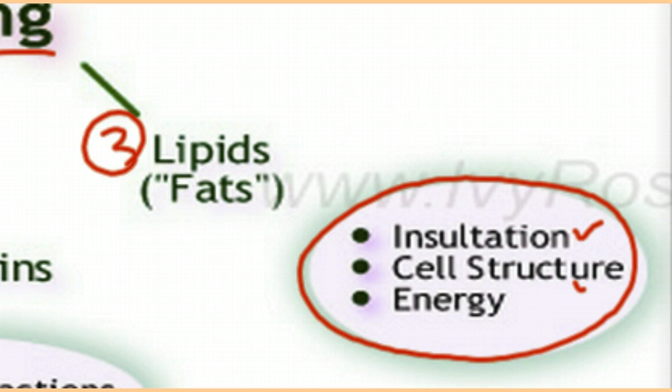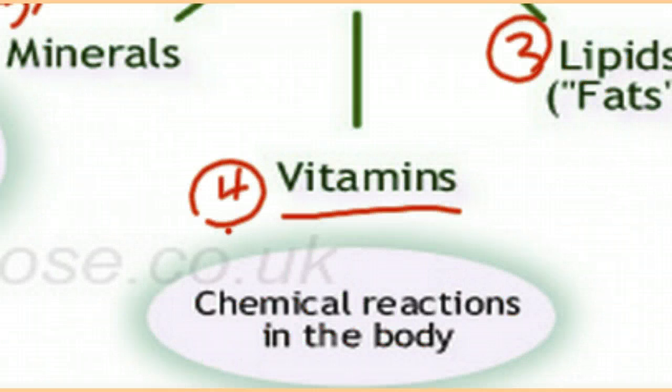Lipids also help to build the cell membrane or cell structure, and they also provide energy. So if you eat too much carbohydrates, basically what will happen is that it will be converted into lipids and stored, and it's a secondary source of energy. We have vitamins. Vitamins are needed for chemical reactions in our body. So whatever chemical reaction happens in our body, vitamins are responsible for those.